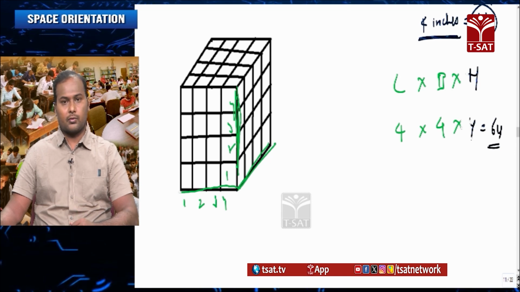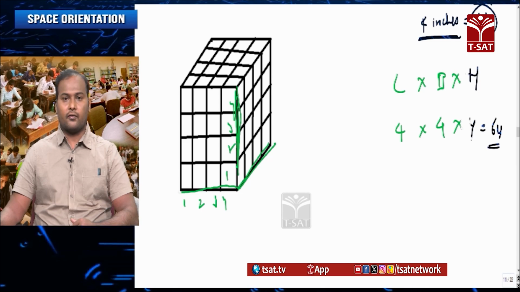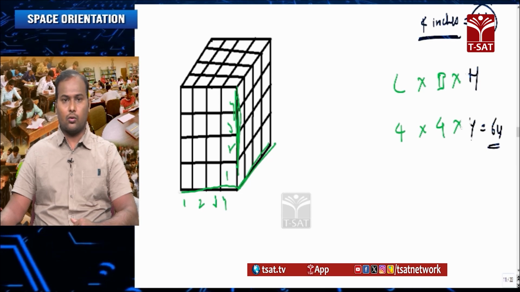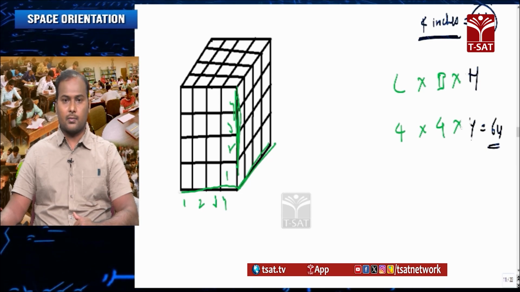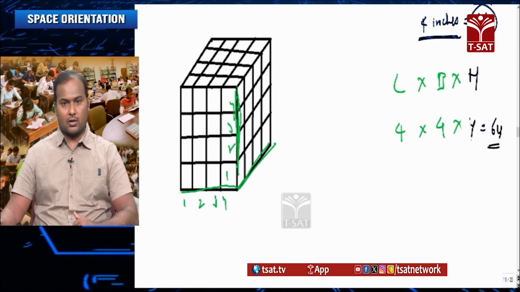How many small cubes are possible? 64 small cubes are possible. Or a cube of 4 inch is taken and cut into 1 centimeter size. How many small cubes are possible? Then also your answer is 64.